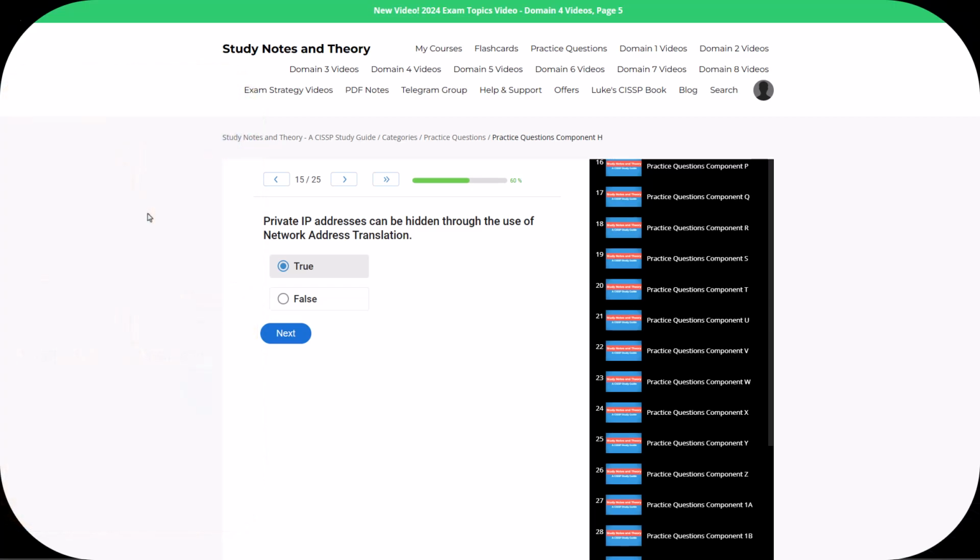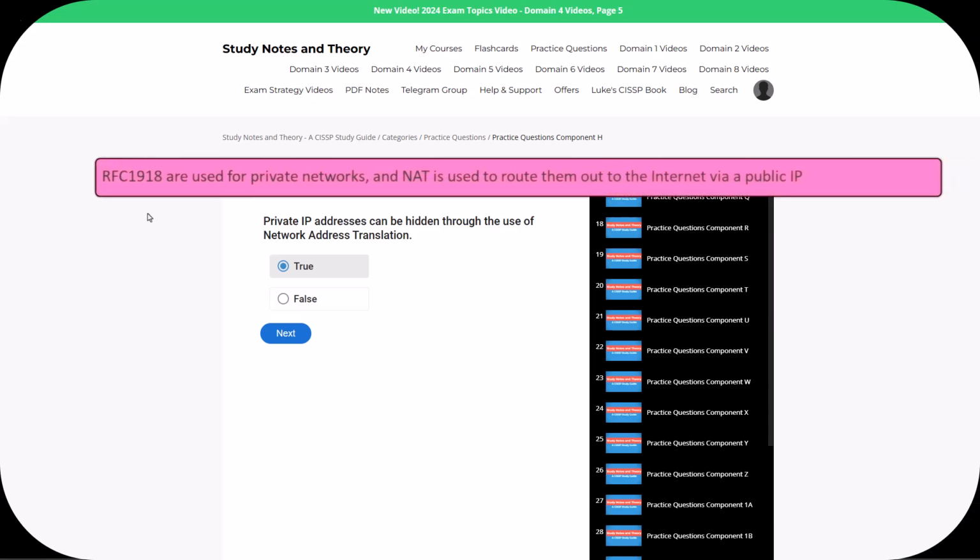I shouldn't have started to quote an RFC. I couldn't. RFC something for private IP address. Oh, I can't believe I forgot that. That's like a standard thing to know.